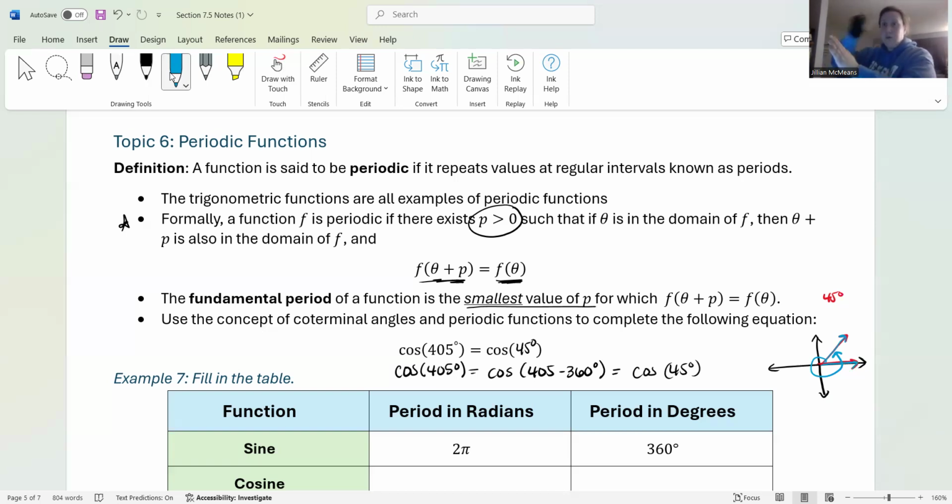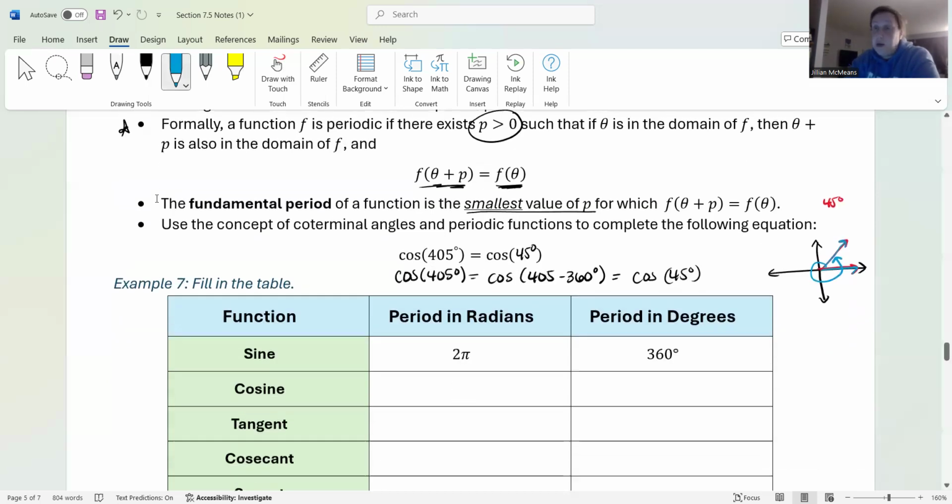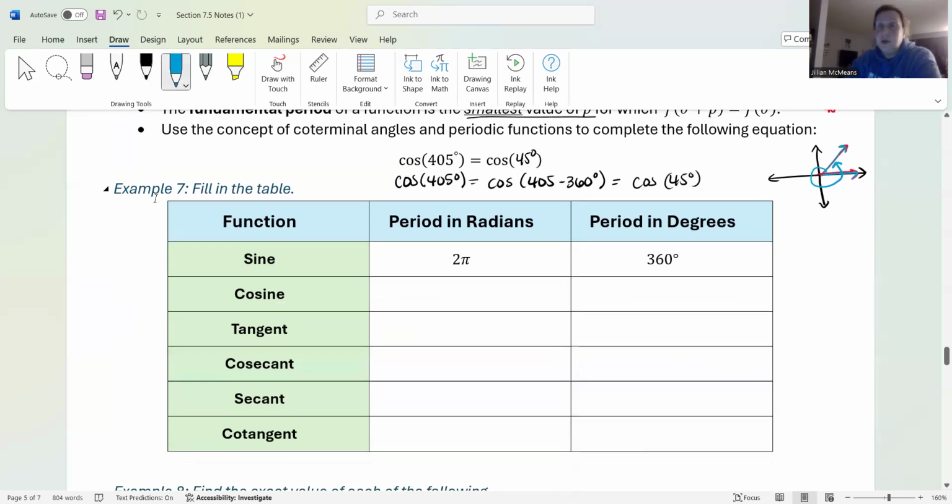So if you start at 45 and you go around 360, you end up at 405. Okay, so let's fill in the table. We're going to talk about the period of each of these functions in degrees and radians. I'm not going to investigate each of these. I'm just going to tell you, sine and cosine are both 2 pi. So we know that 2 pi is equal to 360 degrees.